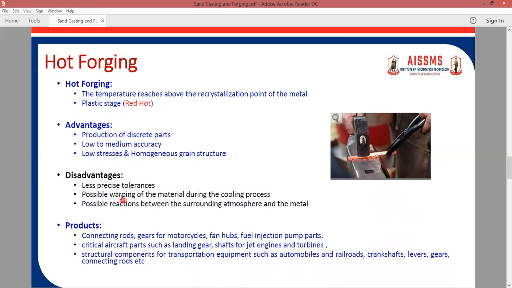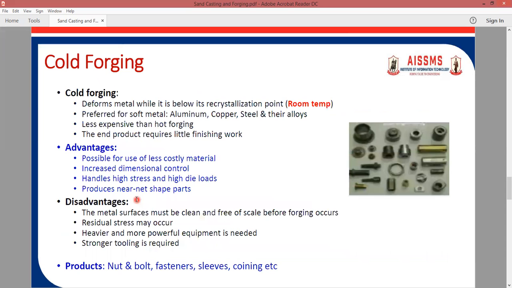What are the disadvantages? Low precise tolerances are observed. Possible warping of the metal during the cooling process is observed. So these are the disadvantages. And the application areas of hot forgings are connecting rods, gears for motorcycles, fans, fuel injection parts, and structural components in transportation equipment such as submarines, railroads, crankshafts. So these are the application areas of hot forging.